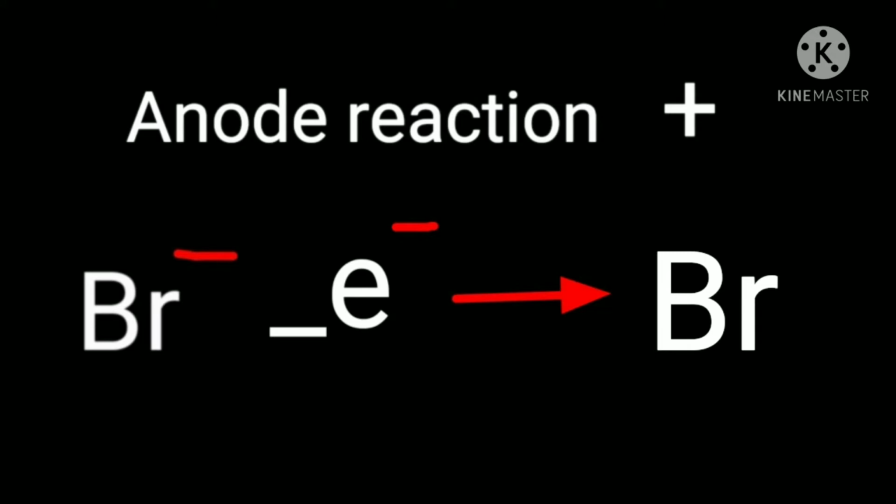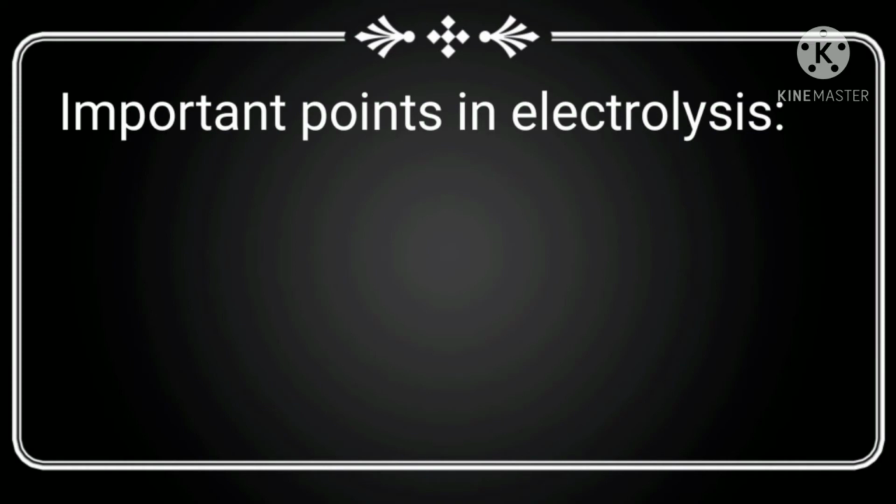So here what's your memory aid? So Br- you are writing, isn't it? The same minus next you have to write. So Br- minus e-. Suppose 1- means 1 e- you have to write. Suppose 2- means you have to write minus 2 electrons.